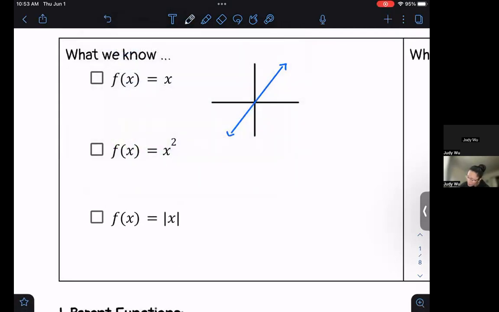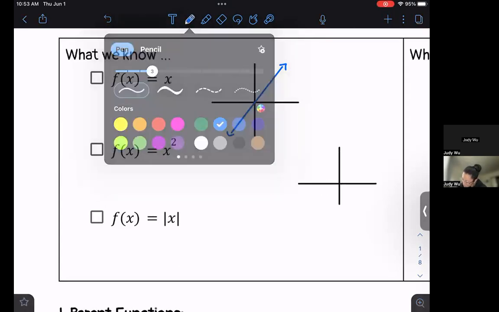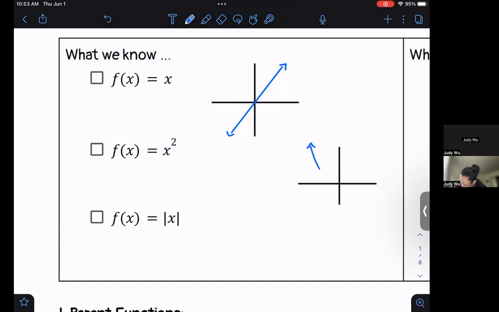And if we take a look at this second one, f of x equals x squared, we might remember that that looks something like this. So our U shape, we call it a parabola.